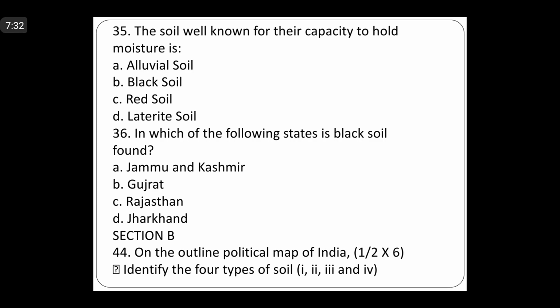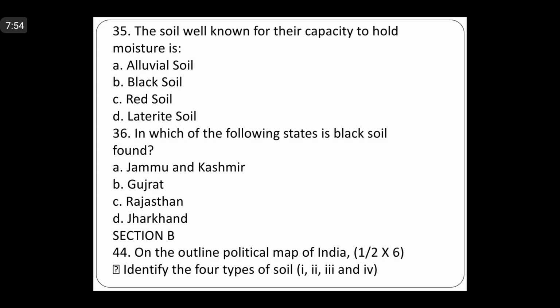Okay. Another question was, in which of the following states is black soil found? See, Gujarat would be the answer. Why? Because in Gujarat, black soils are derivations of trapped lava. Right, trapped lava. You cannot see this in Rajasthan, Jharkhand, or Jammu and Kashmir.